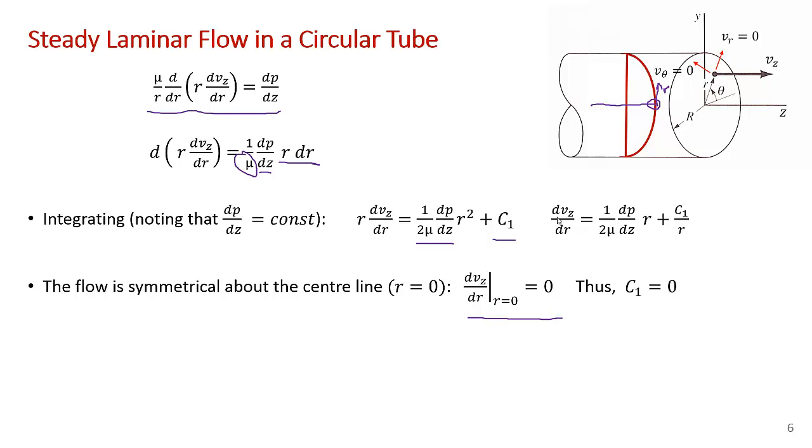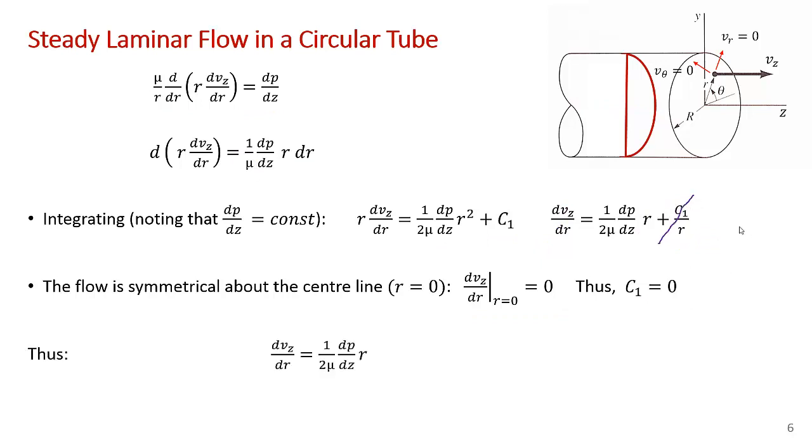And so if we apply this, that's got to be 0. We put r equals 0. Of course, r equals 0 is going to make this term go singular, become infinite. The only way we can have 0 equals 0 is if C1 must equal 0. So we come to the conclusion from this that C1 has to equal 0. And if C1 equals 0, that term goes away, and we just end up with this remainder here: dV_z/dr equals 1 over 2 mu, dp/dz times r. We've got full derivatives, of course, here.